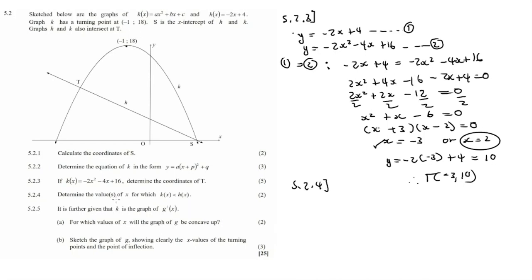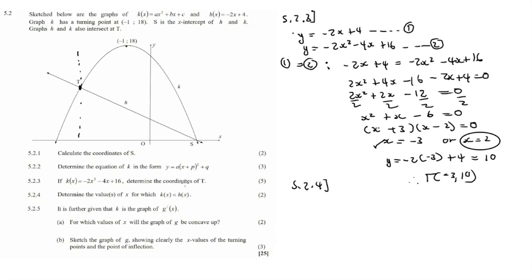5.2.4. Determine the values of x for which k of x is less than h of x. So here we want the x values that make the function k less than h. In other words, I want a point, or a portion of the graph, where k is below h. Look here, this is k, but after this intersection point you see that k is below h.